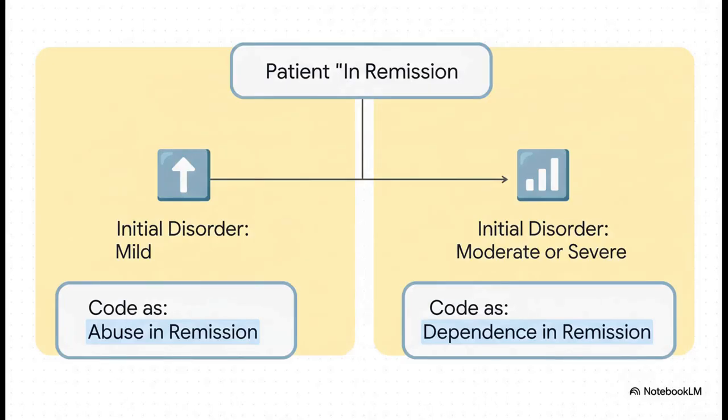Okay, now this next one is a really critical nuance, how to code for something in remission. And listen up, because it's not a one-size-fits-all situation. If the original substance use disorder was documented as mild, you have to code it as abuse in remission. But if it was moderate or severe, it gets coded as dependence in remission. The key takeaway here is that the original severity follows the patient's record, and it dictates the code you use today. It's all about accurately telling the patient's full story.